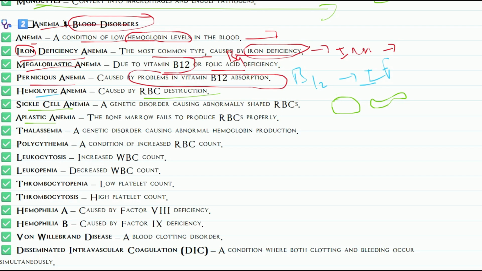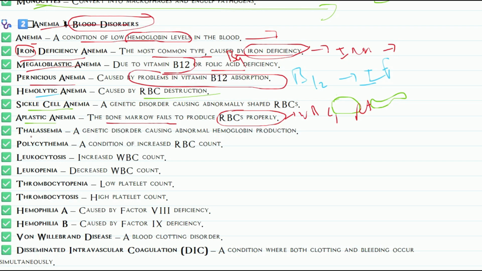Another, we have aplastic anemia. In aplastic anemia, the bone marrow fails to produce RBCs. Not only RBCs: during aplastic anemia, all three cells, WBC, RBC and platelets, are down.